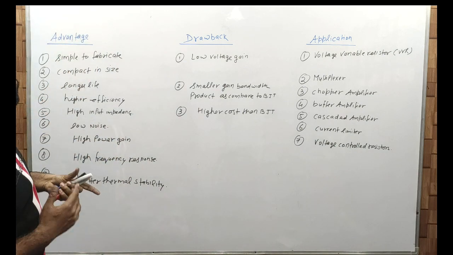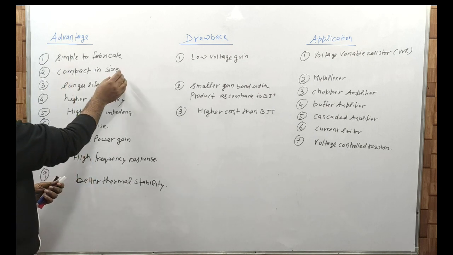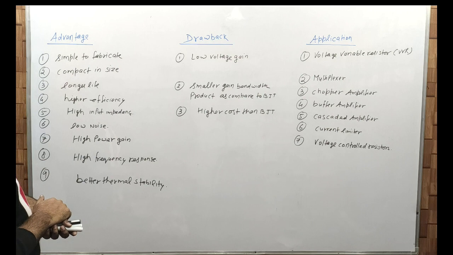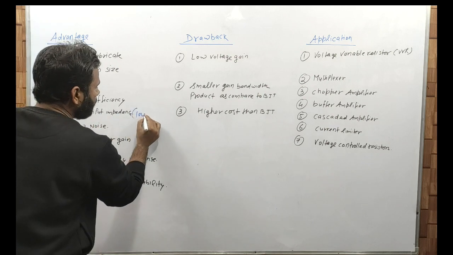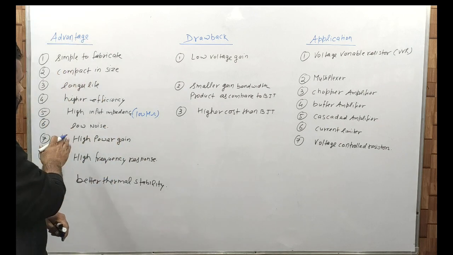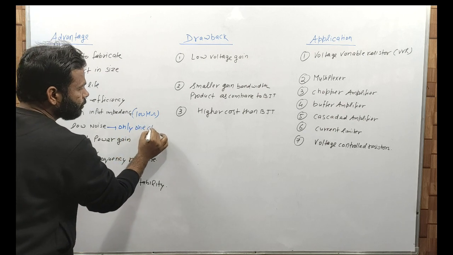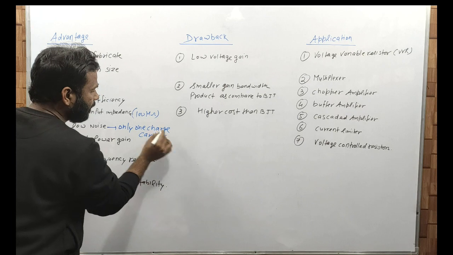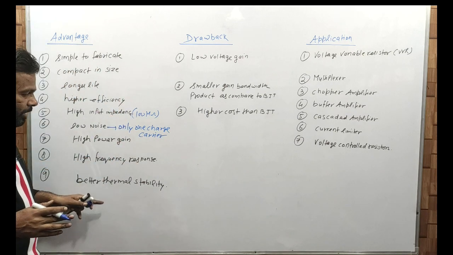JFET is simple to fabricate, that is its designing is very easy, compact in size, that is very small in size, longer life, higher efficiency, higher input impedance, and input impedance of JFET is of 100 mega ohm order, that is why the input bias current is less. Low noise because only one charge carrier, that's why they are less noisy. High power gain, high frequency response, and better thermal stability.